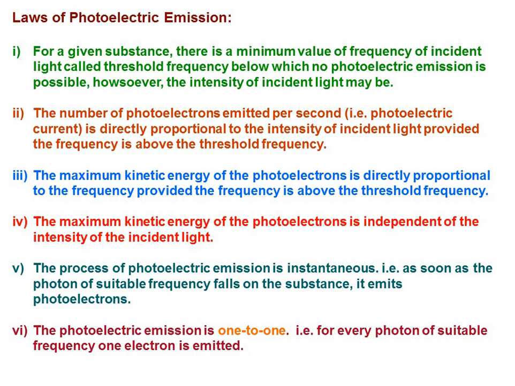Let's look at that. For a given substance, there is a minimum value of frequency of incident light called the threshold frequency, below which no photoelectric emission is possible, howsoever the intensity of incident light may be. Whatever the intensity of the light, the photoelectric effect can be observed only if the frequency of the radiation crosses that minimum threshold value. Below that we cannot notice it. So that's the first law.